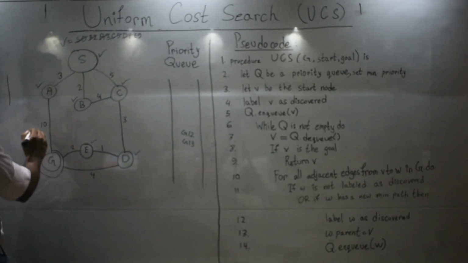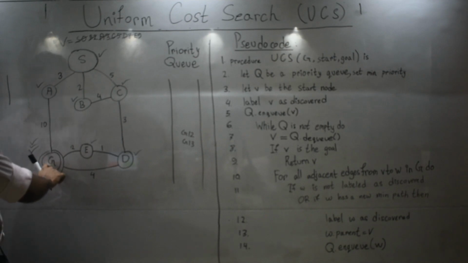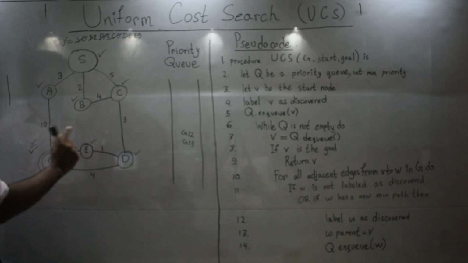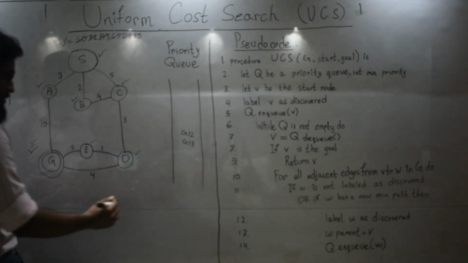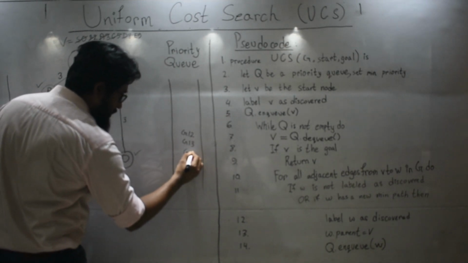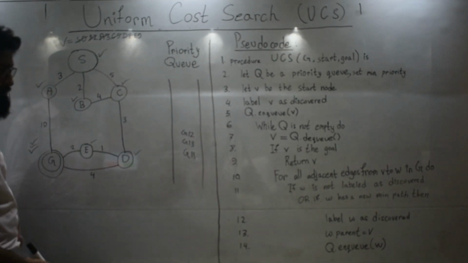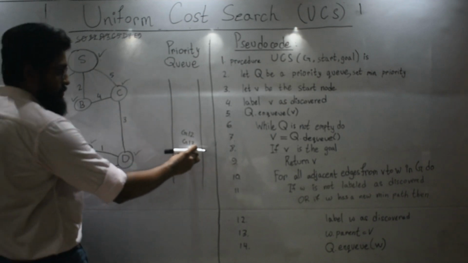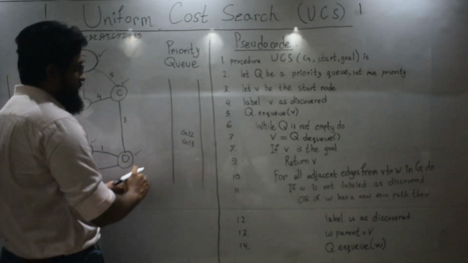So let's label G and let's establish a parent. The new parent of G is E. Okay. And we will NQ G. So G with a cost of 11. Now our priority queue will sort it and place it on top.